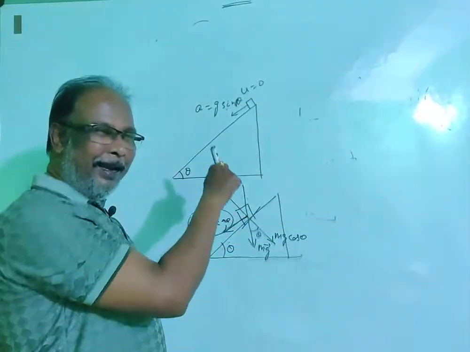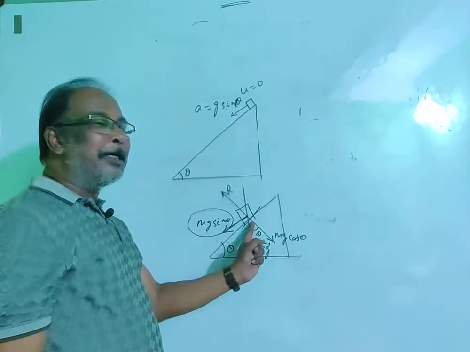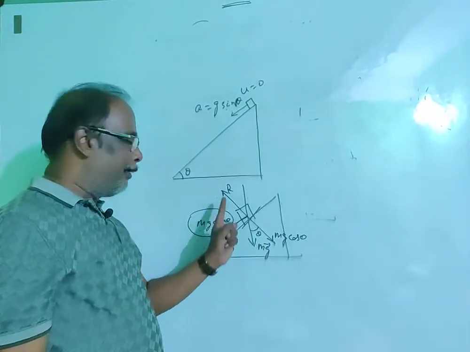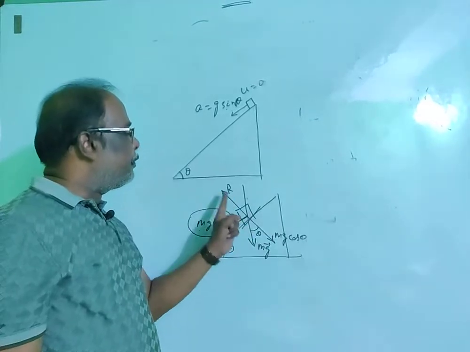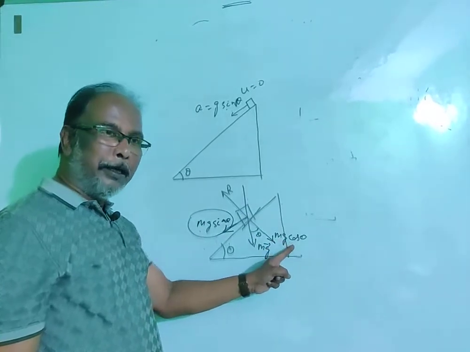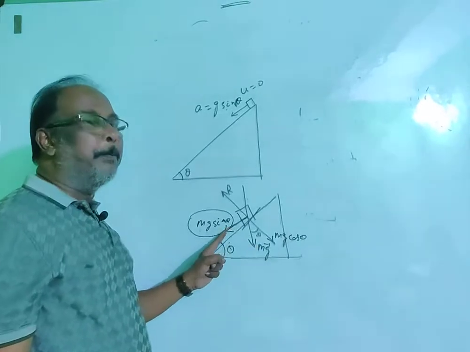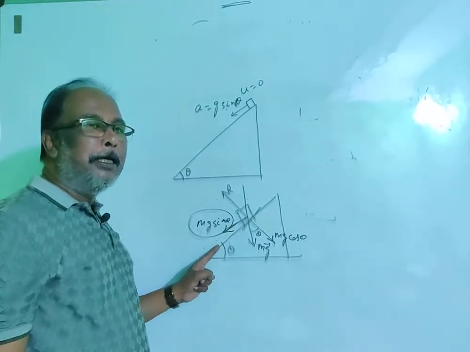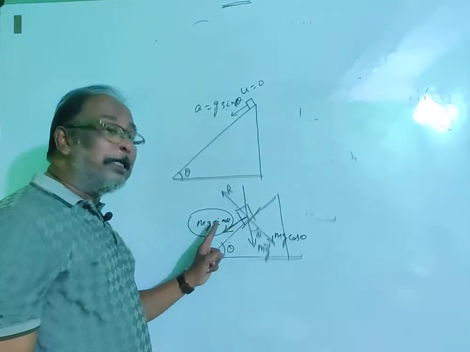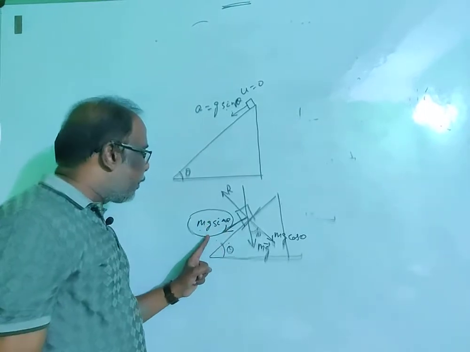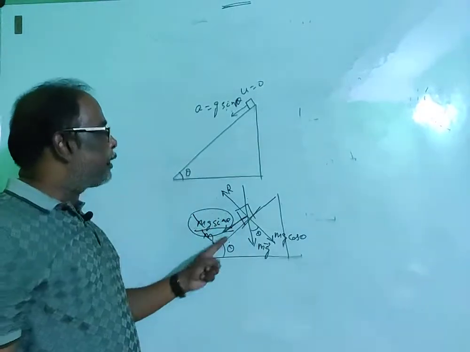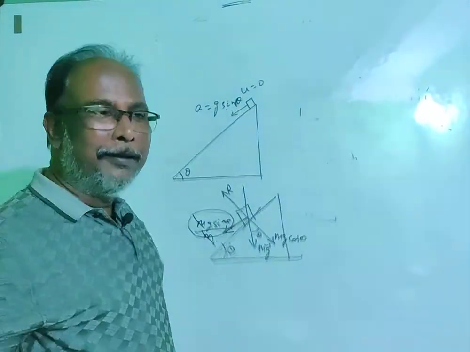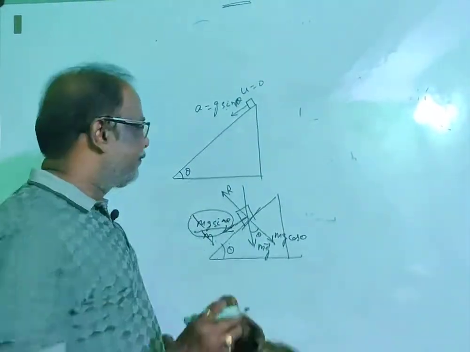Weight acts vertically downward, normal reaction perpendicular to the plane. If this angle is theta, then this angle is theta. Then the component of mg perpendicular to the plane is mg cos theta, and the component of mg parallel to the plane is mg sin theta. So the force is mg sin theta. Force divided by mass, the m's get cancelled. Thus the acceleration is g sin theta. Is it clear? Yes. Okay.